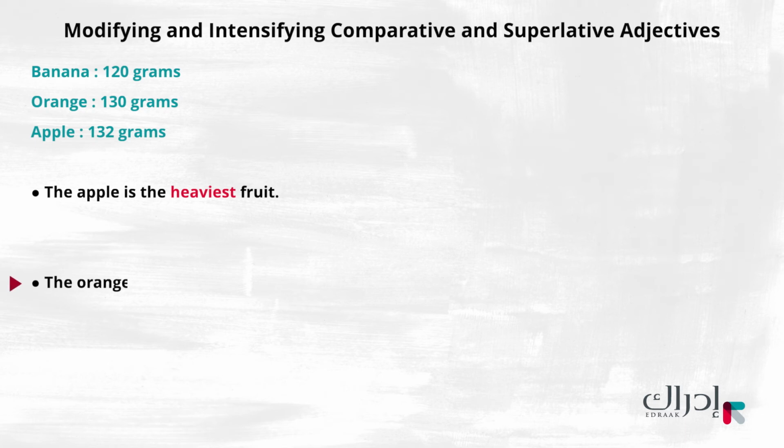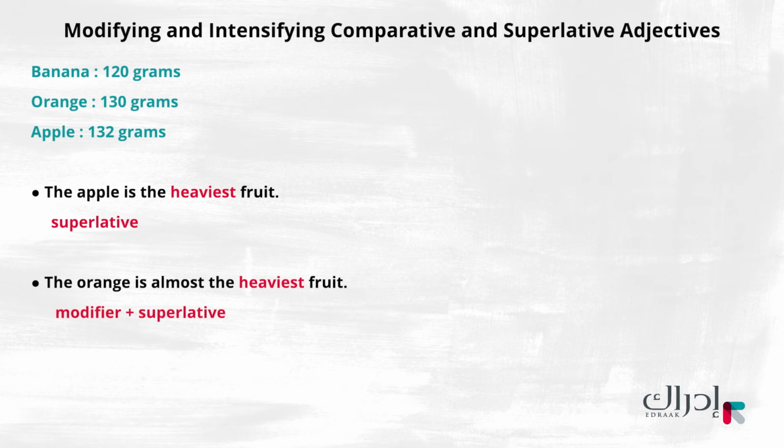The orange is almost the heaviest fruit. In the examples, we can use the superlative form to talk about the orange, but we modify it with "almost" to show that, according to its weight of 130 grams, it just didn't quite make it to the top of the group. The difference in weight, orange 130 grams and apple 132 grams, is not very big between the top members of the group.